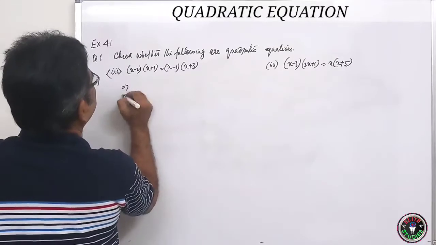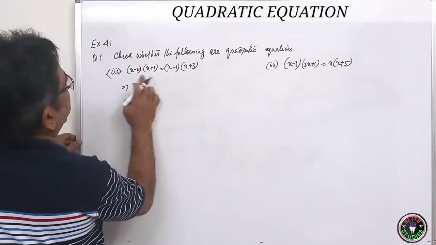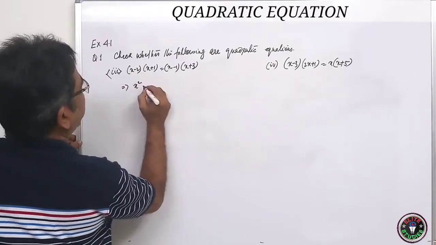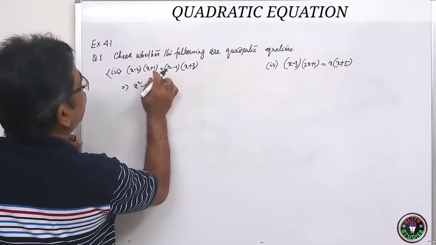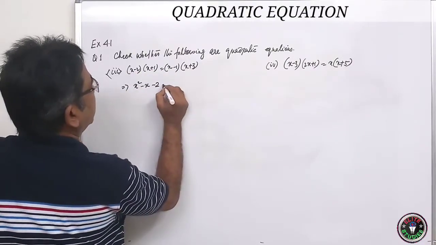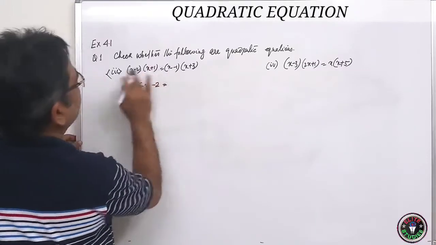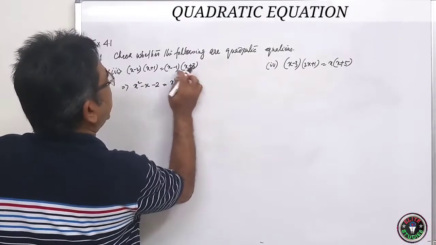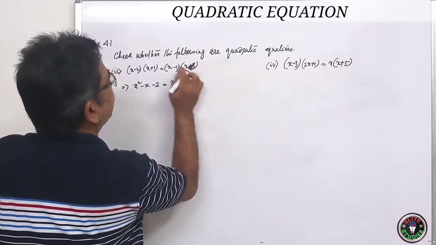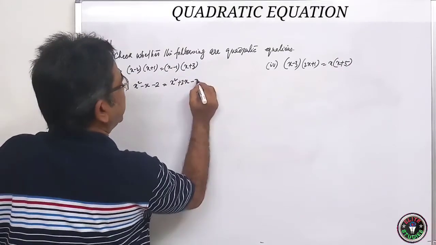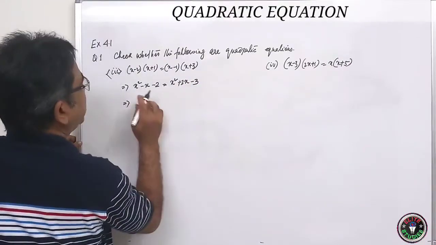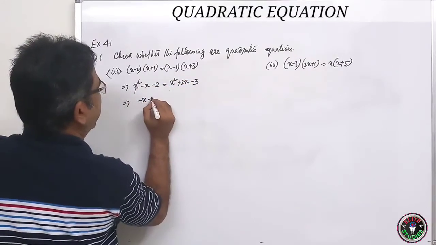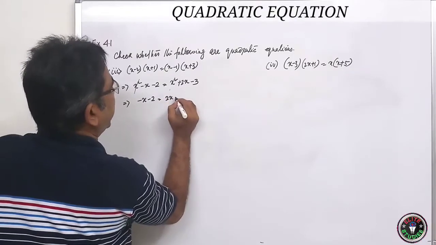Now open the brackets. See how to do this quickly. x into x is x square, 1 minus 2 is minus 1, so minus x, and minus 2 into plus 1 will be minus 2, is equal to x square, 3 minus 1 plus 2x, and the product 3 into minus 1 is minus 3. You can open it fully, but it is better to do this to save time. Now this x square cancels out. So we are left with minus x minus 2 is equal to 2x minus 3.